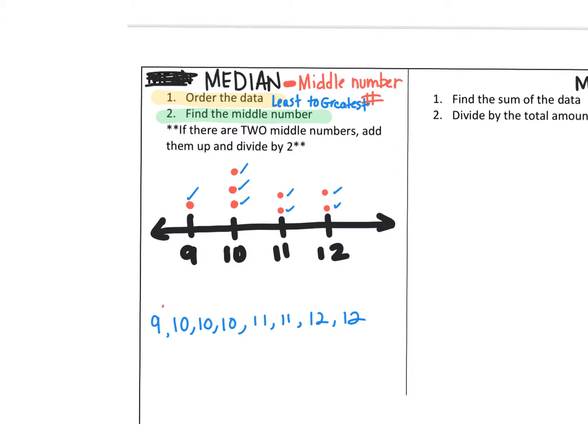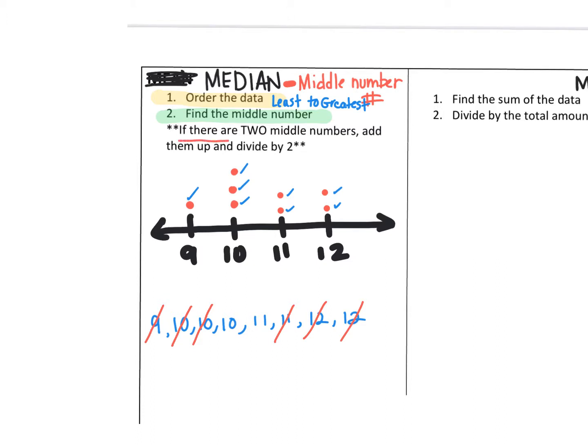So I'm going to cross out a 9 here and a 12 here. Then I'm going to go to the next set of numbers. I'm going to cross out a 10 here and a 12 here. Then I'm going to go to the next set of numbers. I'm going to cross out a 10 here and 11 here. I can do one last, 10 and 11. But I'm not left with any numbers. So let's go ahead and not cross out the last 2.